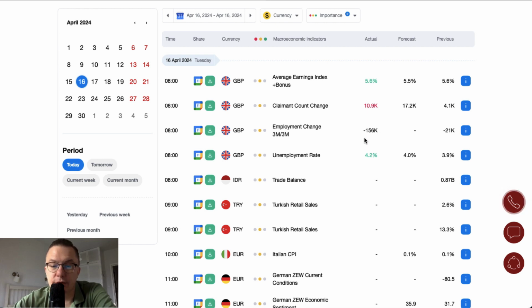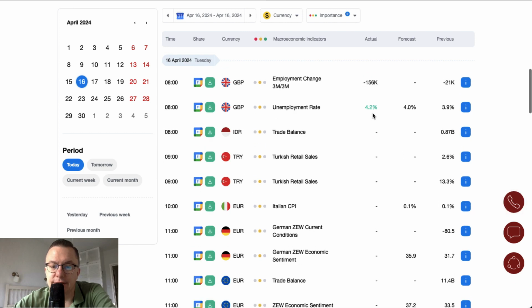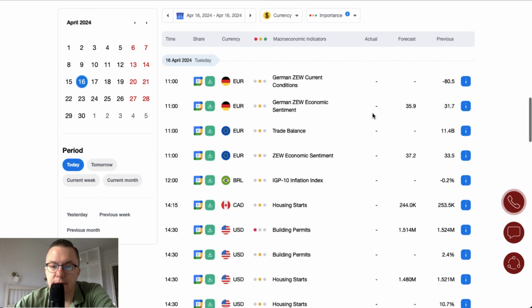Now what's next? UK data: claimant count change, average earnings index, and the employment change together with the unemployment rate. Every single one is different. So the unemployment rate is bigger than expected, 4%, and it's increasing from 3.9% to 4.2%. The same situation is with the claimant count change. It increased from 4.1 thousand to 10.9 thousand in the UK.